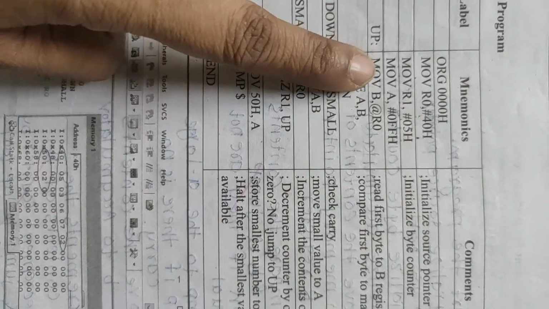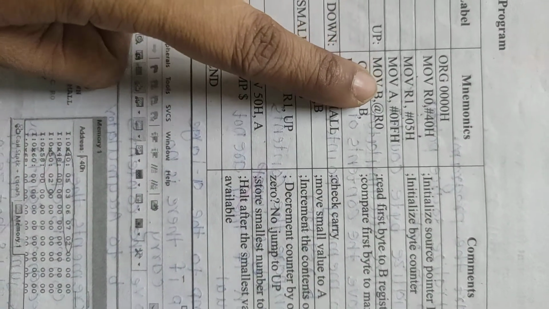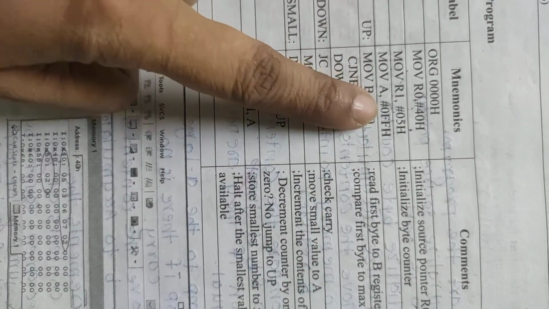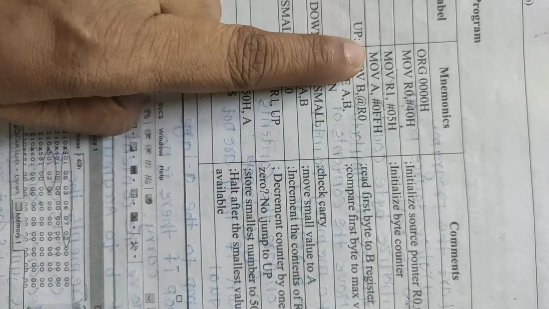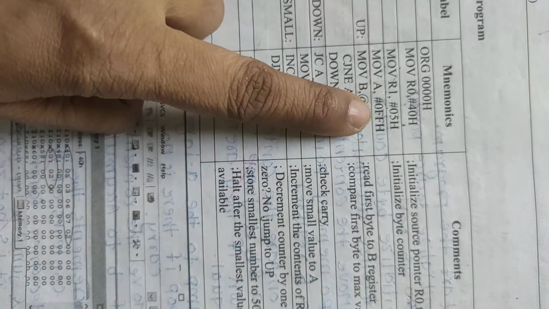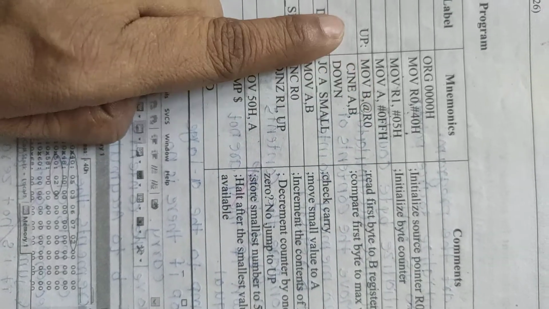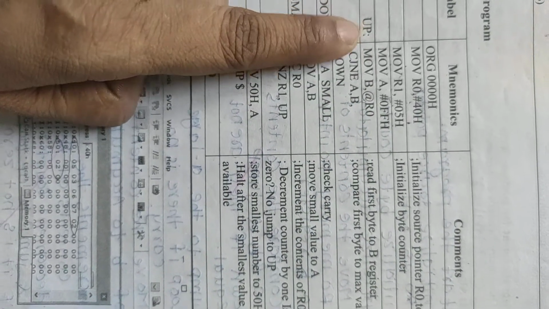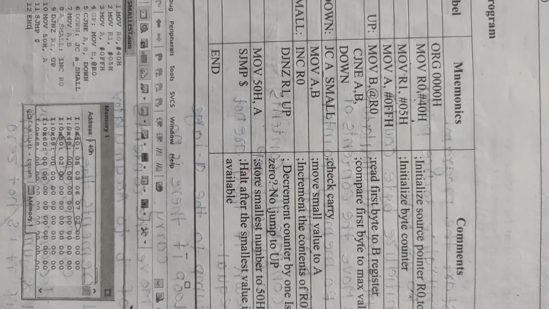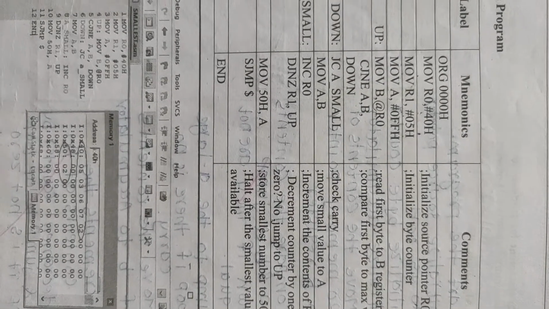Then the next instruction is MOV A, #0FFH. Here we move the highest value, 0FFH, into the accumulator register. Then we label it up. Then MOV B, @R0. Here R0 holds the address of the first data, and that data is moved to the B register.